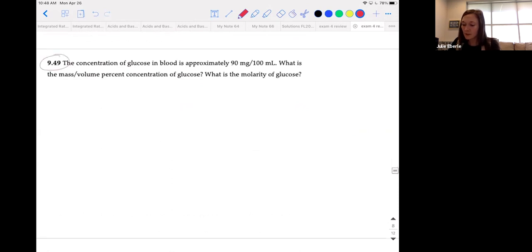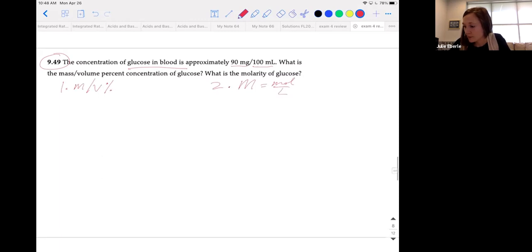Okay, this is a really, really good one. Converting between units of concentration, between a mass volume percent and molarity. It says the concentration of glucose in blood is approximately 90 milligrams per 100 mL. What is the mass volume percent concentration, and then what is the molarity? Okay, so we're solving for 1, what is the mass volume percent? Number 2, what is the molarity, which is moles per liter. Mass volume percent is grams of solute, which is grams of glucose, per milliliter of solution, which is our blood for this one, times 100.